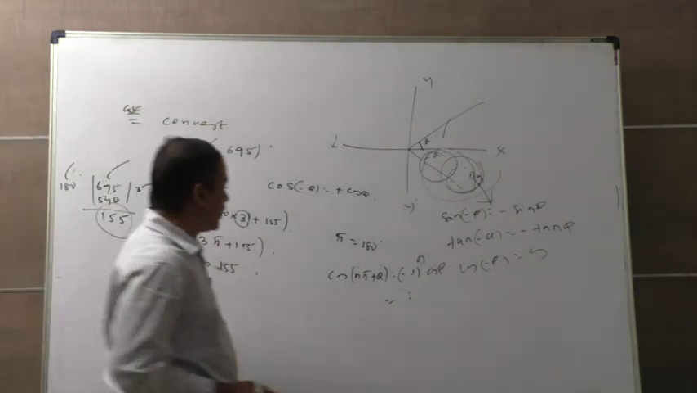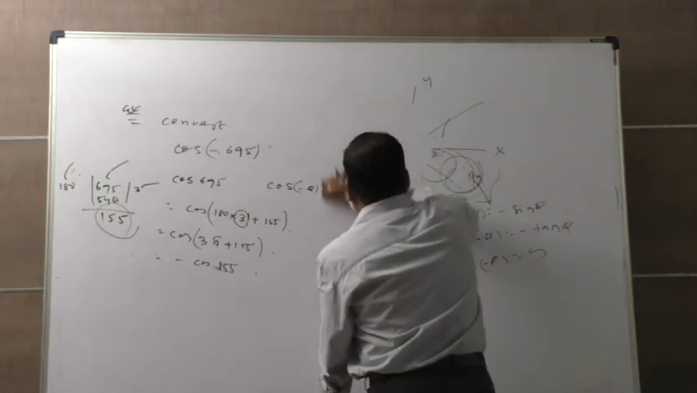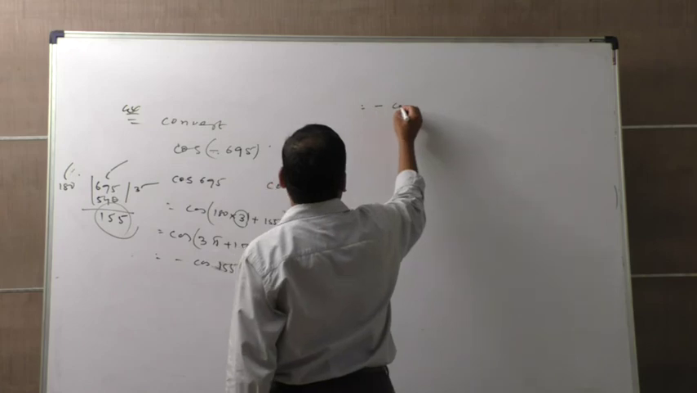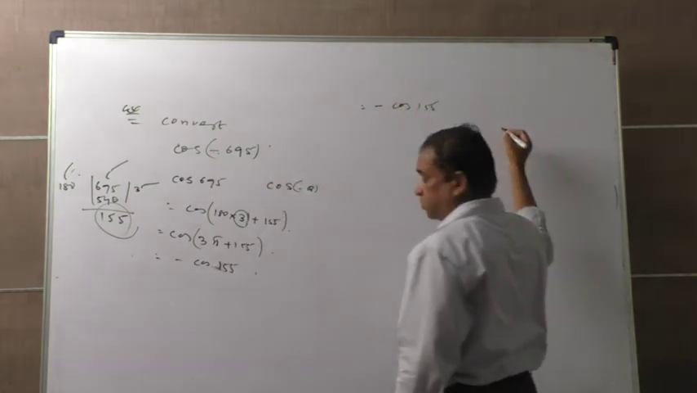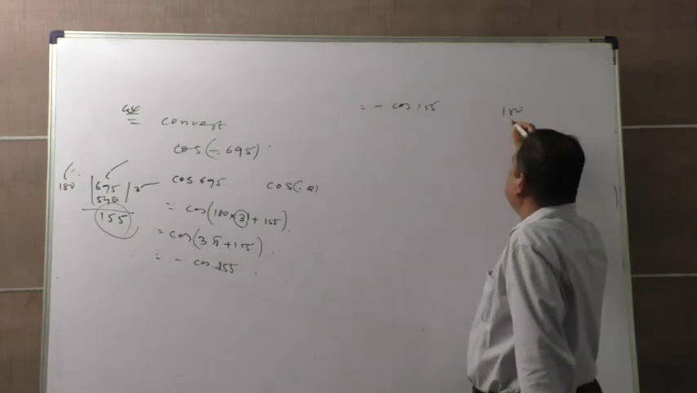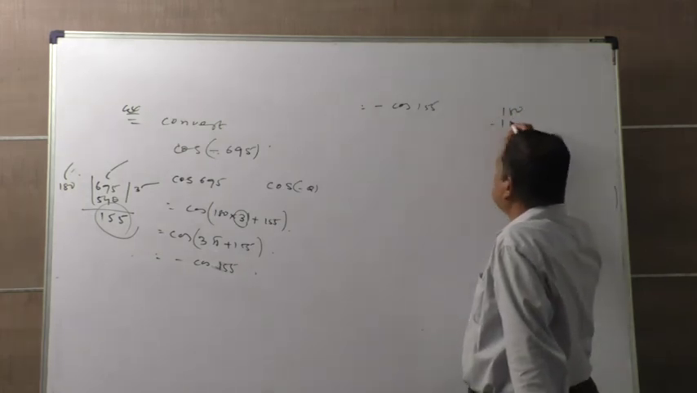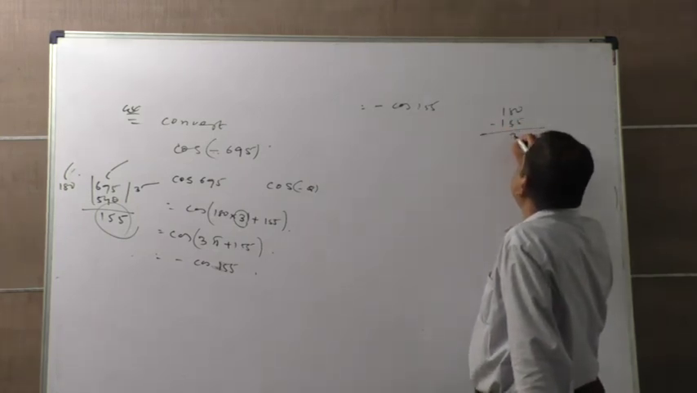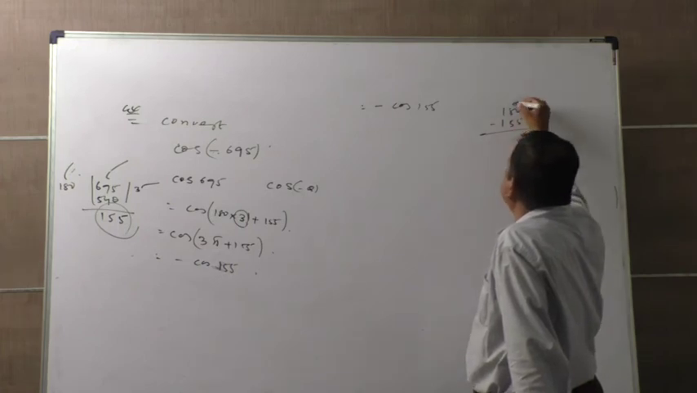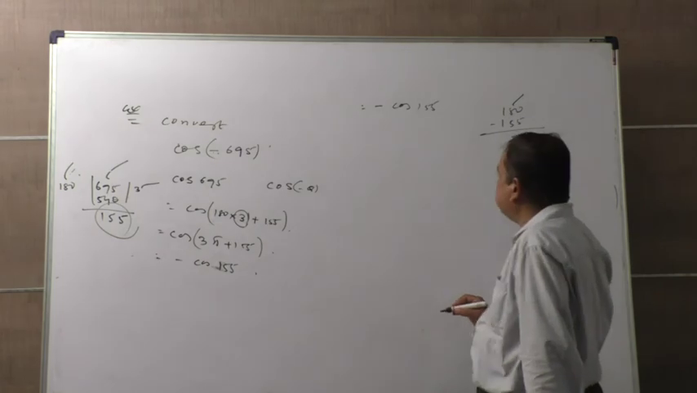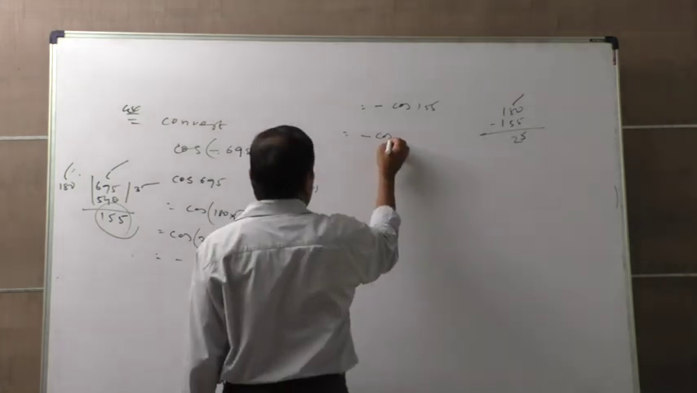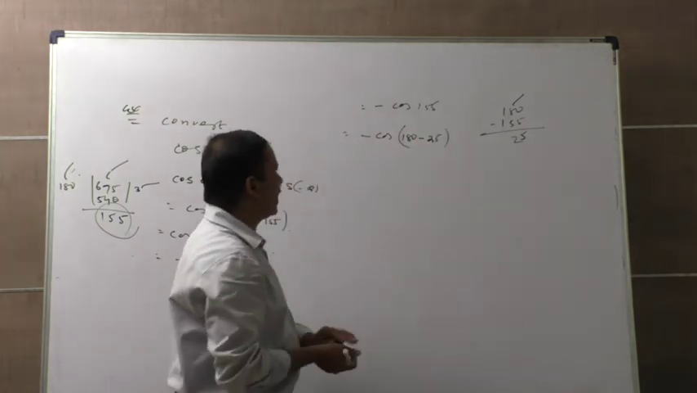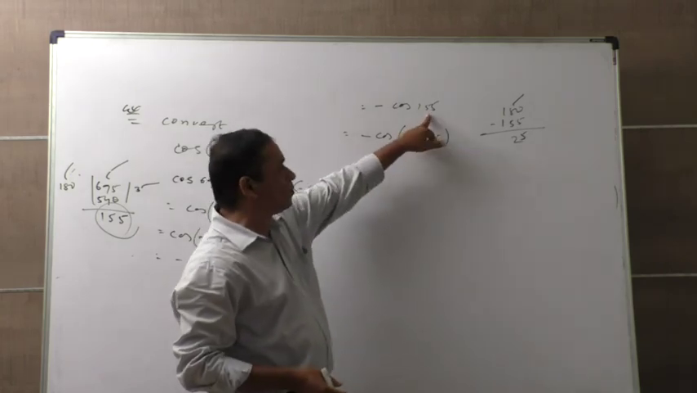We have to convert it to an acute angle. So how to convert? That is minus cos 155. Try to understand. Subtract from 180, or the nearest multiple of pi. 180 minus 155 will be 25. So this can again be written as minus cos of 180 minus 25. Yes or not? If you subtract, 180 minus 25 is 155.